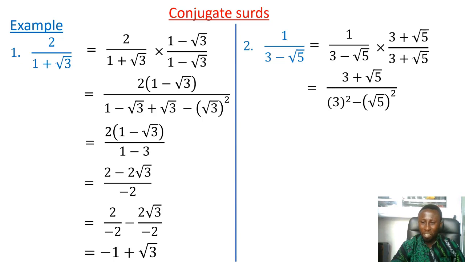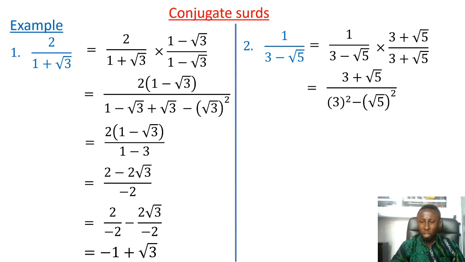So you see that the denominator is 3 to the power 2, square, minus 5 root 5 to the power 2, or square. This is what? Difference of 2 squares. Okay? So always, it's not by force to multiply it. You can just take the difference of 2 squares, then you are good to go.